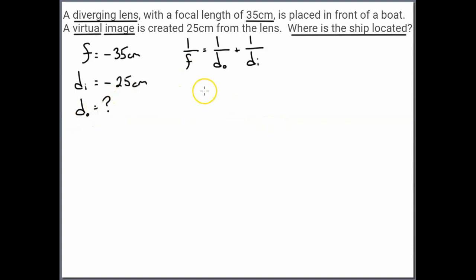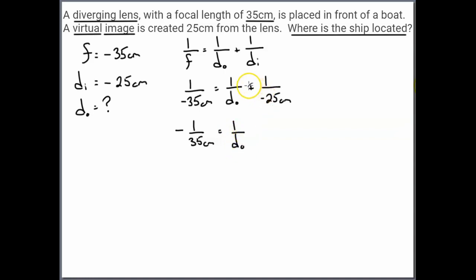So let's plug in our information. We have 1 over negative 35 equals 1 over distance to the object plus 1 over negative 25 centimeters. Now, we can rewrite the fraction. 1 over negative 35 is the same as negative 1 over 35. And here we have a positive and a negative. That creates a negative. So we have negative 1 over 25 centimeters.